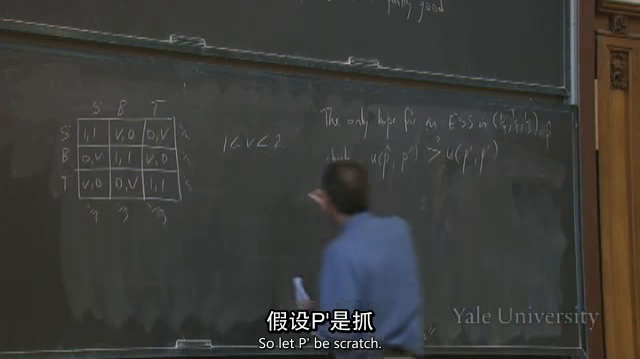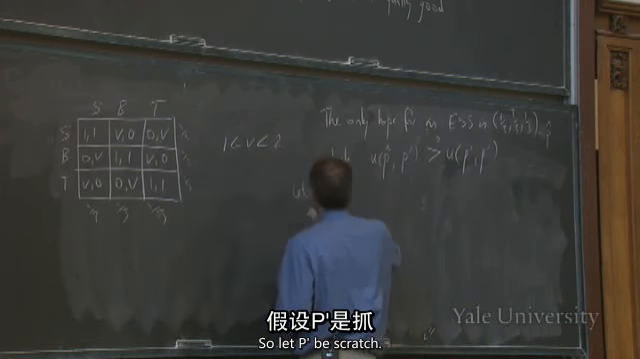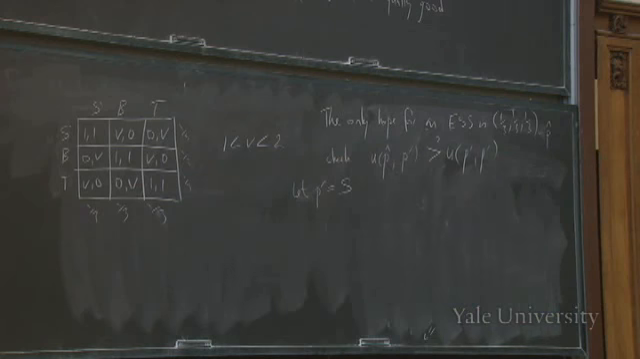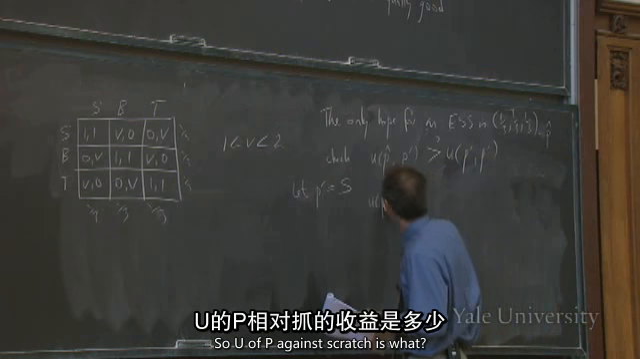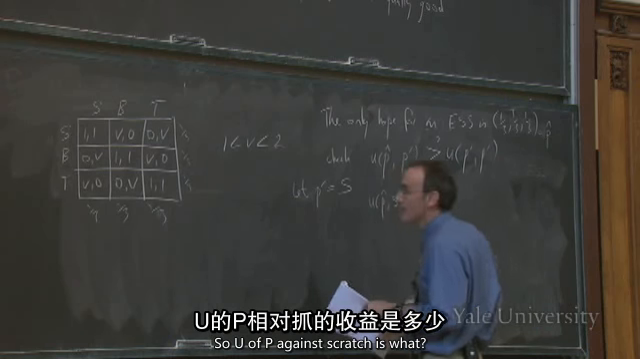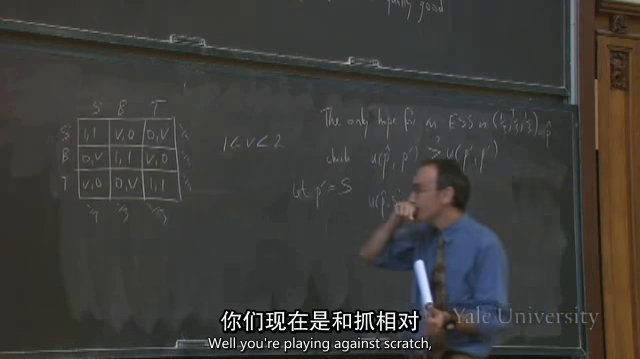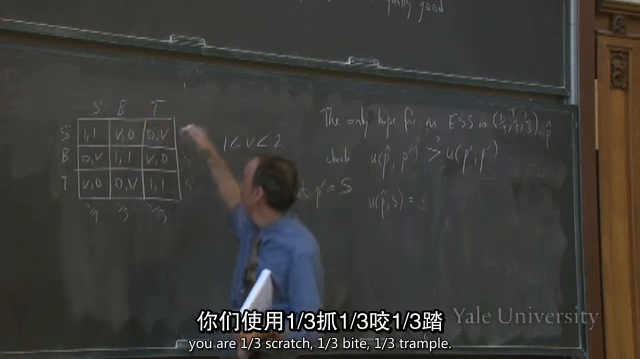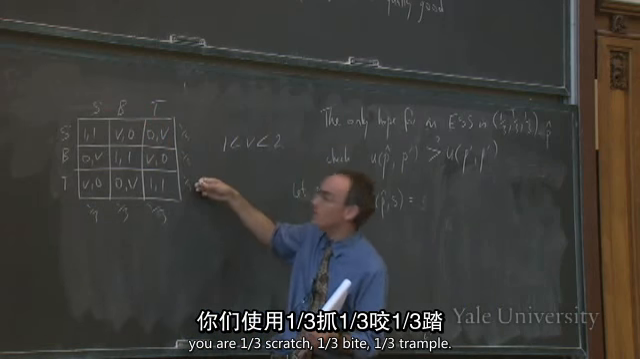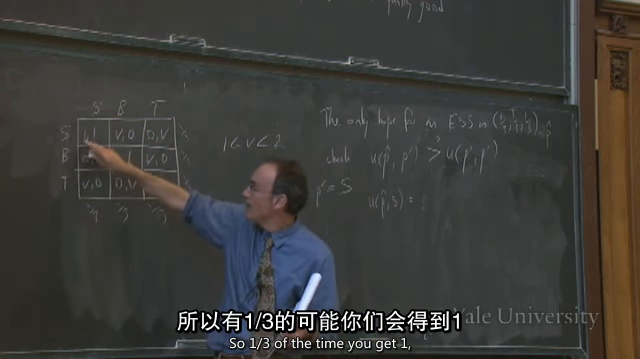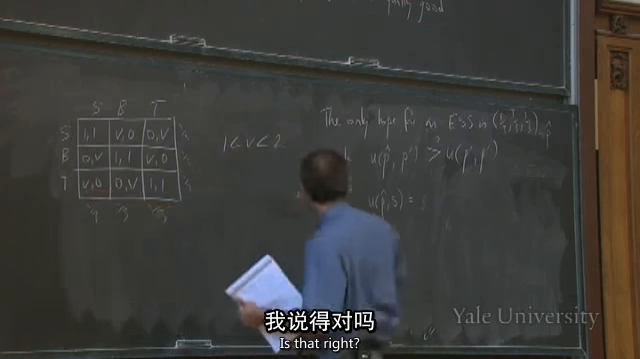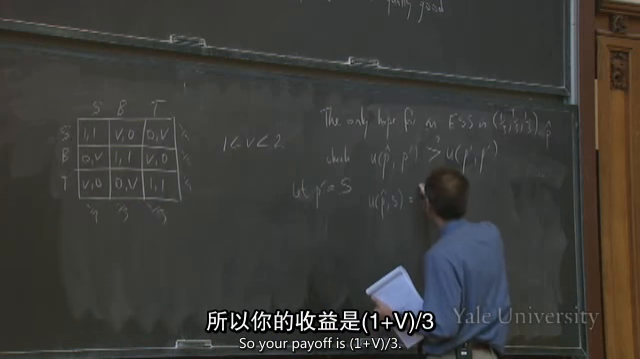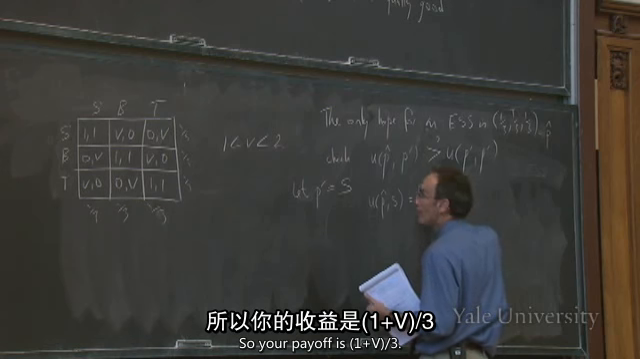All right, so let P prime be scratch. Let's compare these things. So U of P hat against scratch is what? Well, you're playing against scratch. You are 1/3 scratch, 1/3 bite, 1/3 trample. So 1/3 of the time you get 1, 1/3 of the time you get nothing, and 1/3 of the time you get V. Is that right? So your payoff is (1 plus V) over 3.